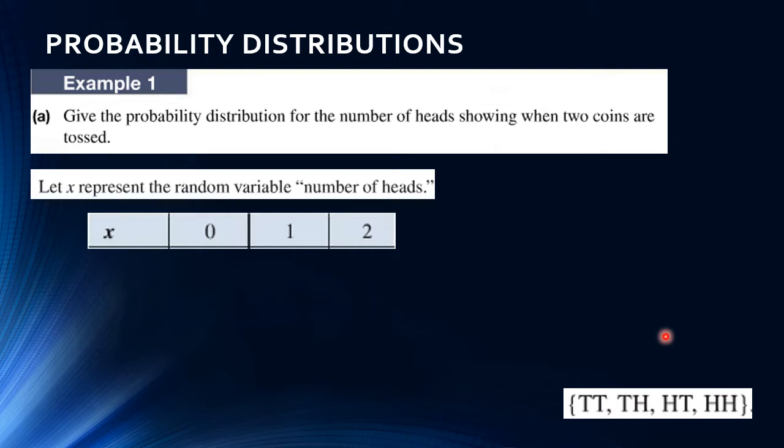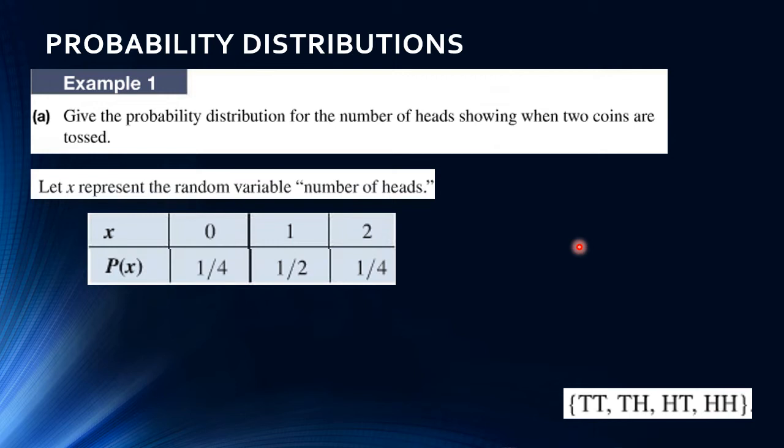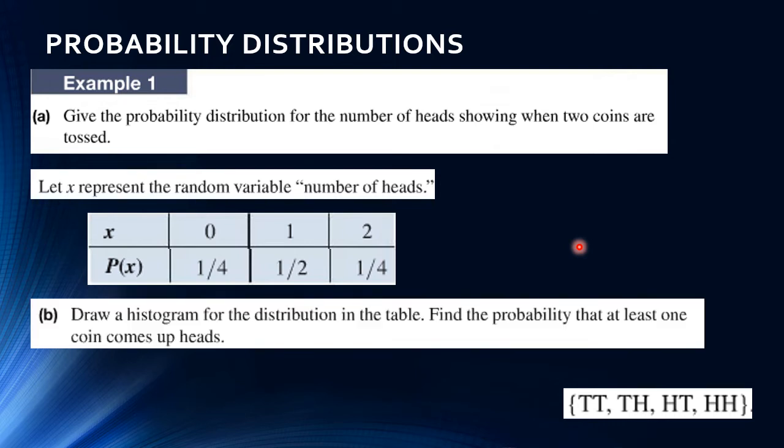See if you can do the probability that when I toss 2 coins, I'll get 1 head. Well, there's tails, heads, and heads, tails. That's 2 different occurrences out of 4, so 2 out of 4. 2 heads, that's heads, heads, that's 1 out of 4. And so we get our probability here. This is our probability distribution for the number of heads showing when 2 coins are tossed.